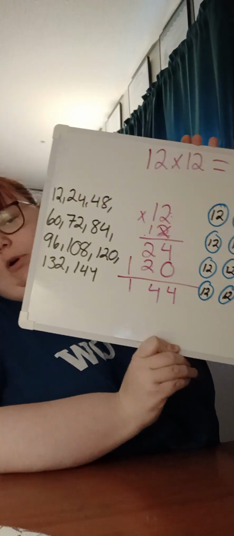60, 72, 84, 96, 108, 120, and 132, you can skip count by 12s. 12, 24, 48, 60, 72, 84, 96, 108, 120, 132, 144.